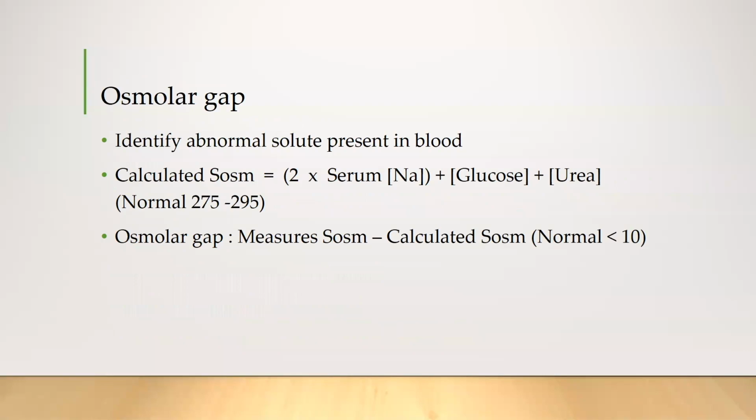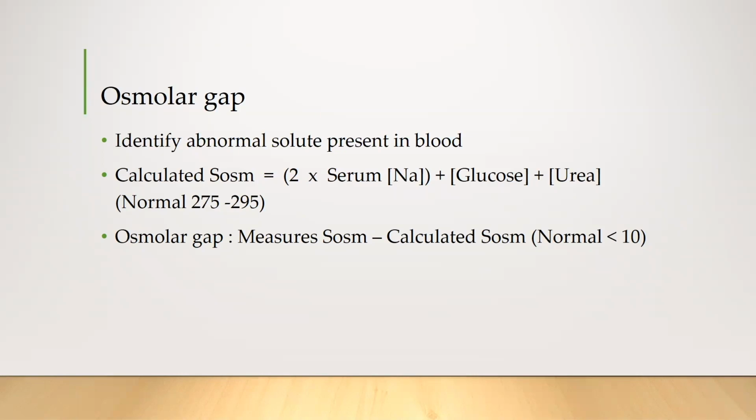This is just to identify any abnormal solute present in the blood. So we should calculate our serum osmol by 2 times sodium plus glucose plus urea. Normal is 275 to 295. And the osmolar gap is our measured, which you can measure in the lab, so the measured serum osmol minus the calculated osmol. Normal is less than 10.